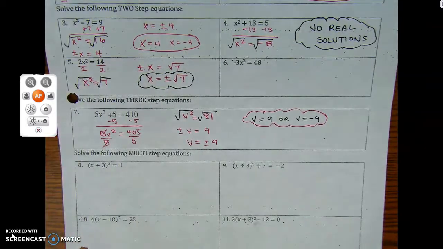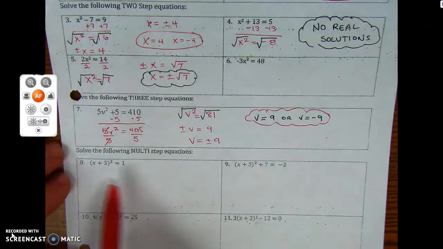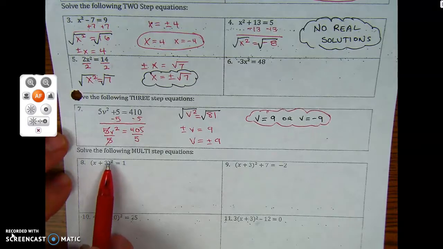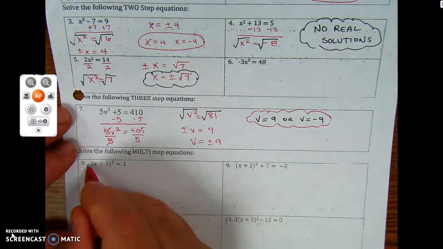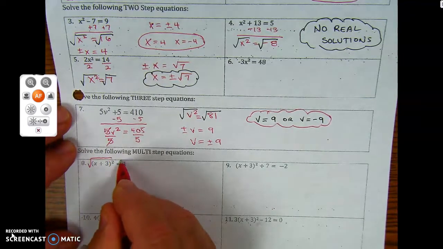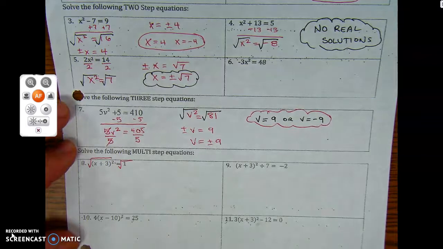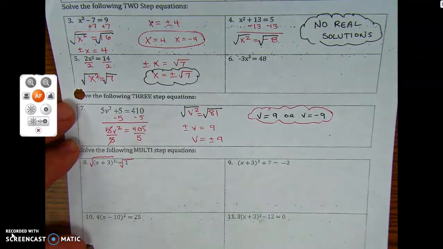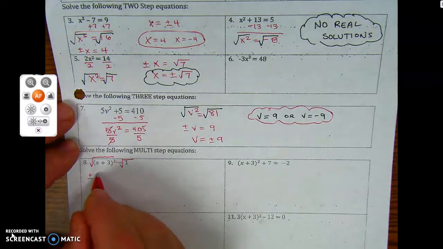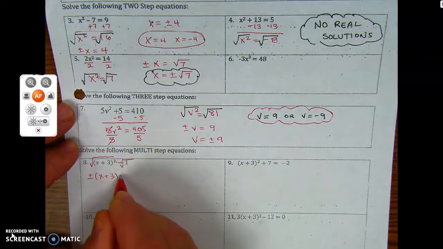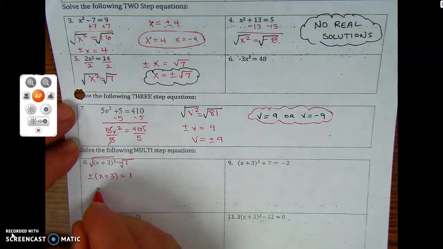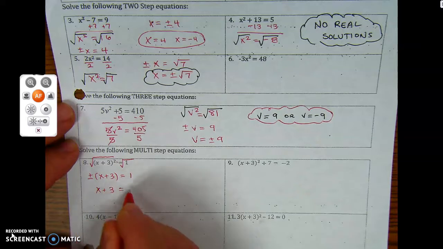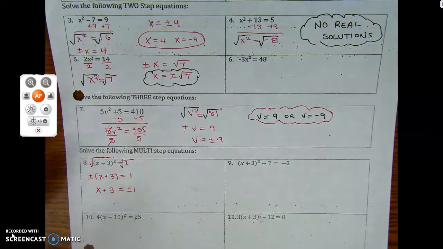Now we get to some weird problems. Since the plus 3 is inside the parentheses of the square, we can't subtract 3 from both sides yet. This is one where we do have to take the square root right away, because we got to get rid of this 2 first, okay? So what do we get here? We get plus or minus x plus 3 equals square root of 1 is 1. Let's just take that plus or minus to the other side. So x plus 3 equals plus or minus 1.